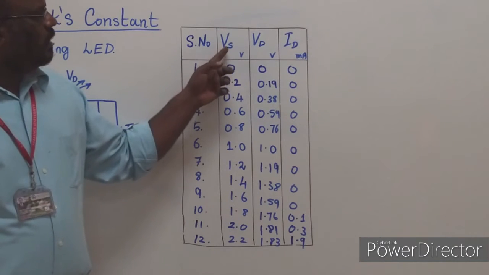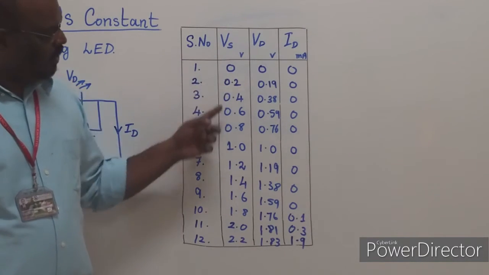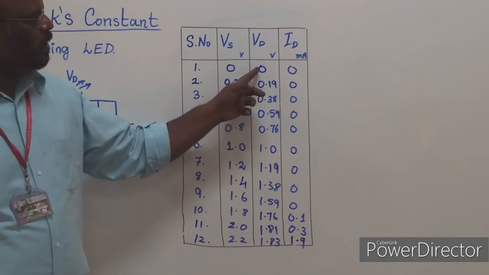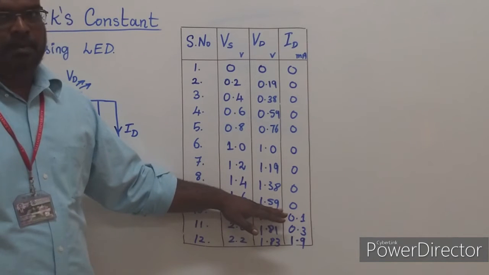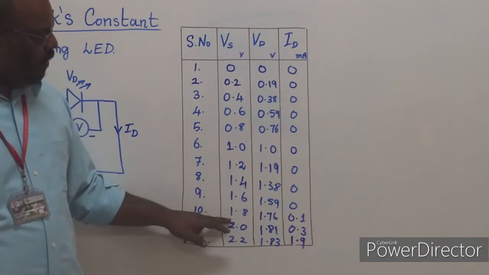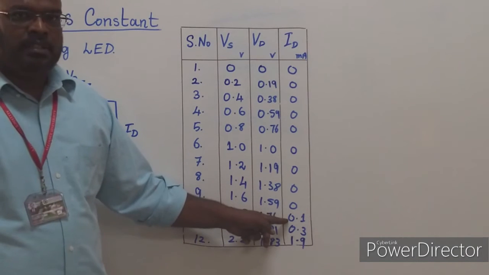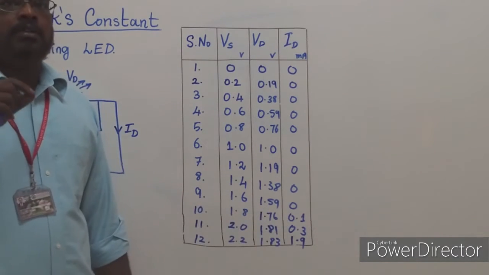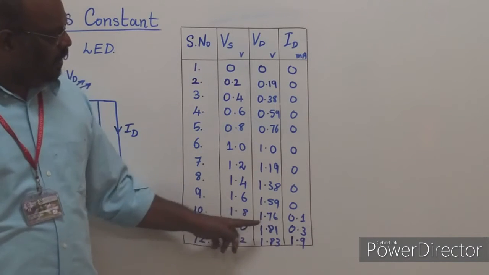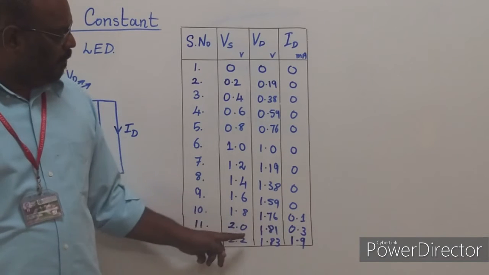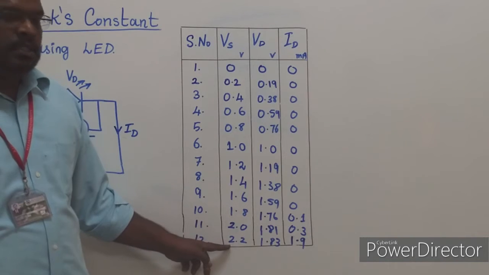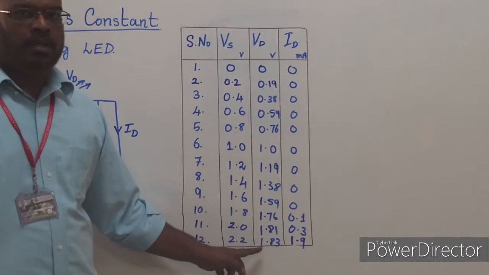Here you can see that this is the applied voltage. Up to 1.6, the applied voltage and the voltage across the diode are almost the same, and the current is 0. After 1.6, the current starts flowing. That means the electrons start moving from the valence band to the conduction band. After that, whatever the applied voltage is, the voltage across the diode will remain constant.